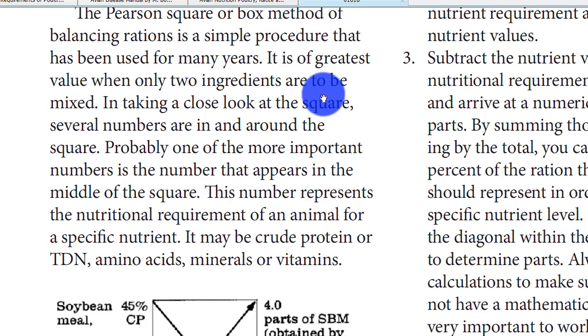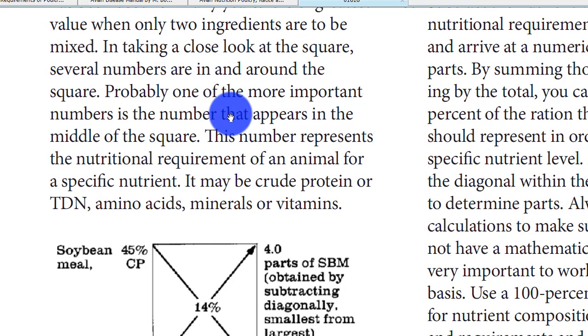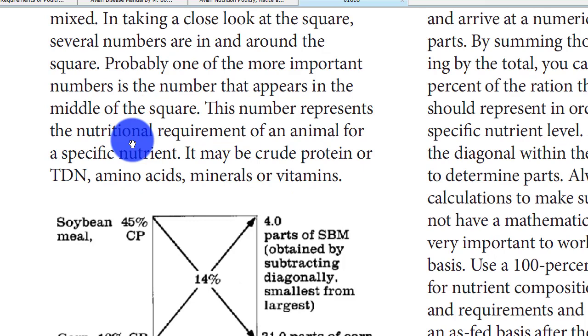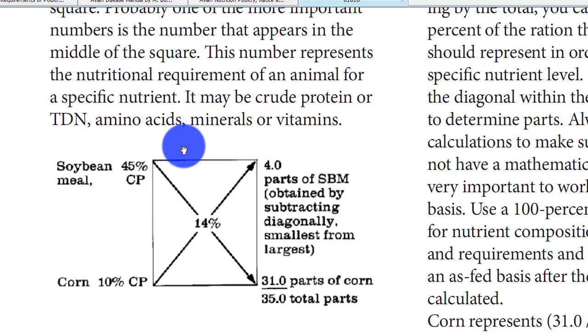The Pearson square ration method is a simple procedure that has been used for many years. It's of greatest value when only two ingredients are to be mixed. Taking a close look at the square, several numbers are in and around the square. Probably one of the more important numbers is the number that appears in the middle of the square.